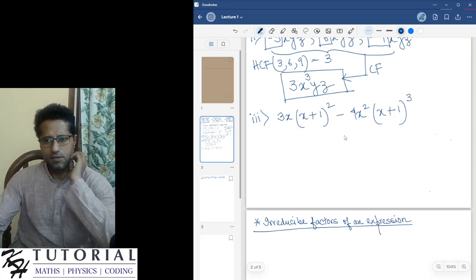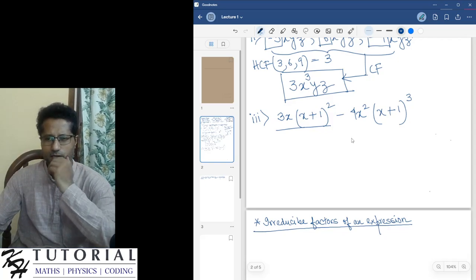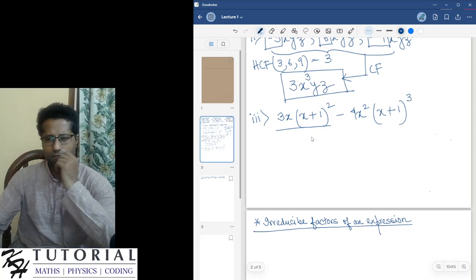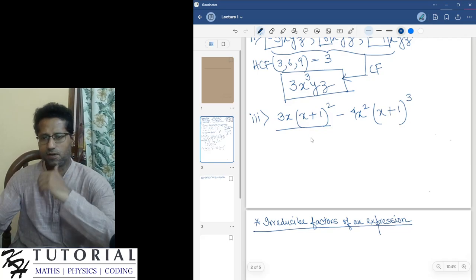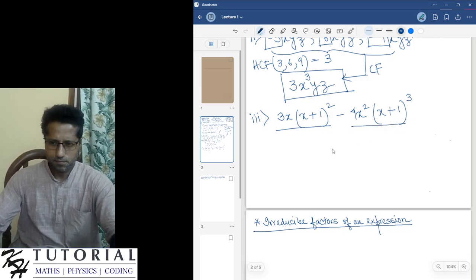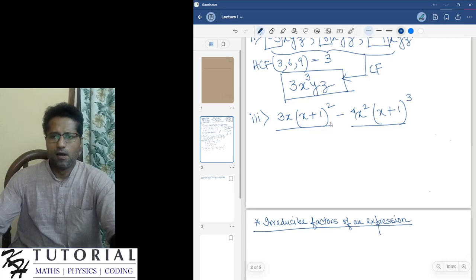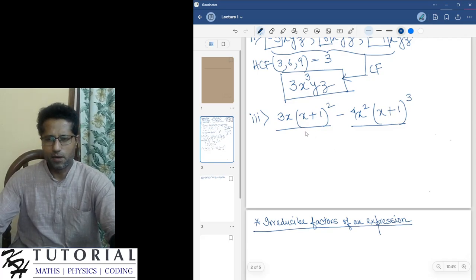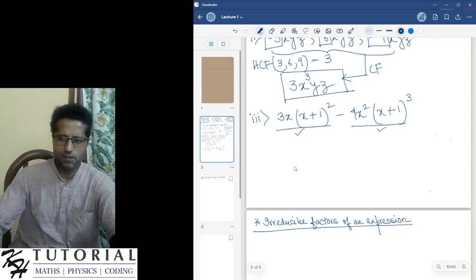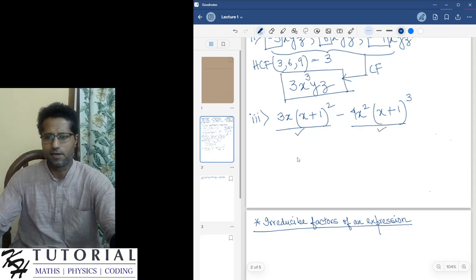We can clearly see that this part you can consider as a term, actually, in the form 3x multiplied by x plus 1 whole square. So it has x plus 1, and this part also has x plus 1. I want to find what is the common factor between these two parts, so that I can factorize.